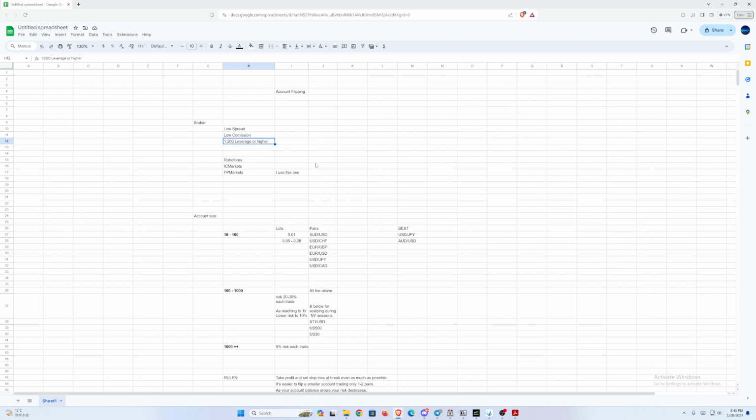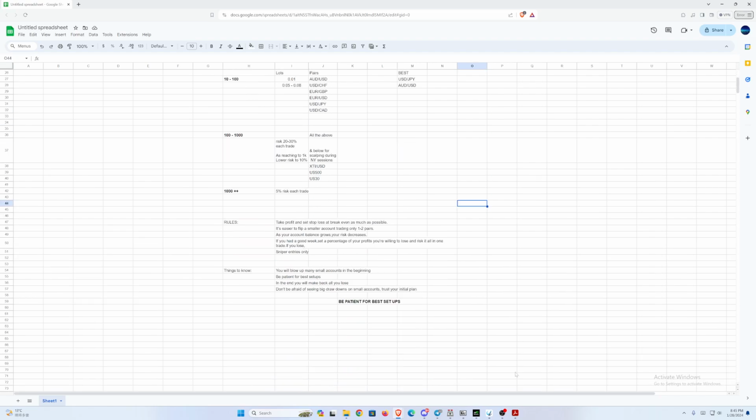The higher, the better. I can suggest a few brokers: Robo Forex, IC Market, FP Markets. I personally use only these two. Never use Robo Forex, and I like FP Market the most. IC Market, I've used it. It's also okay. You can use these.